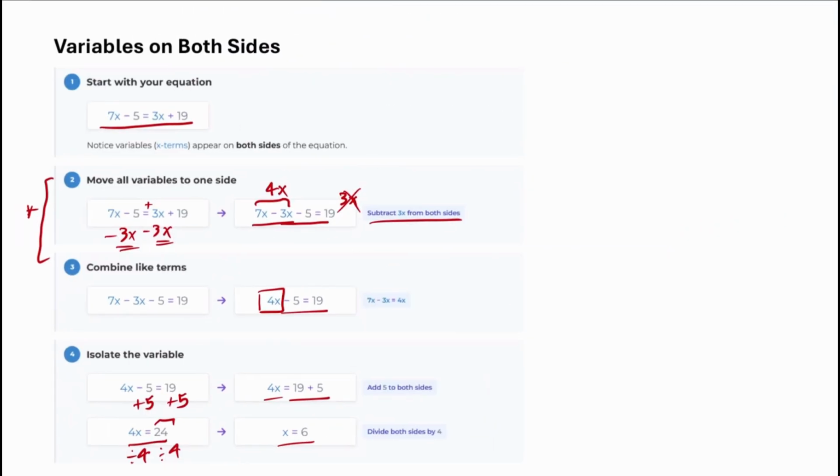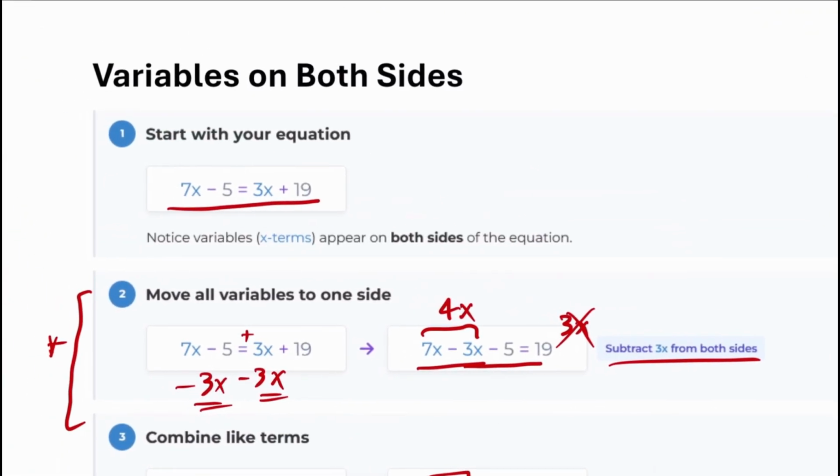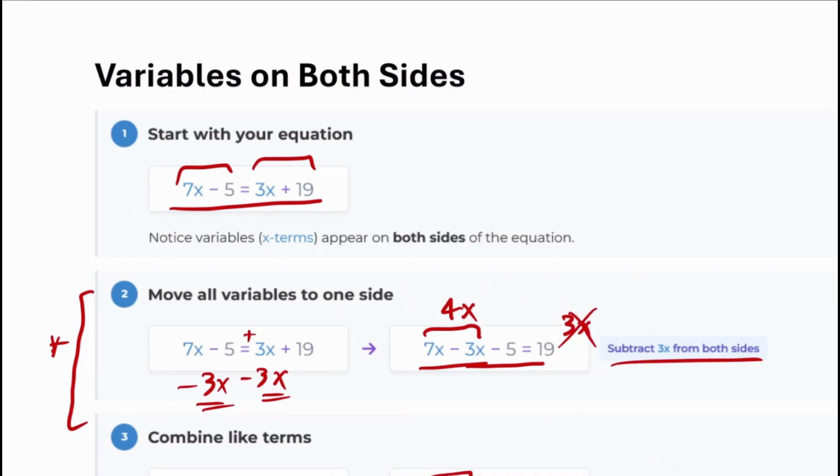In order to make sure that our answer is right or not, we can put x as 6 over here on this side, and if both sides are the same, it means that our answer is right.